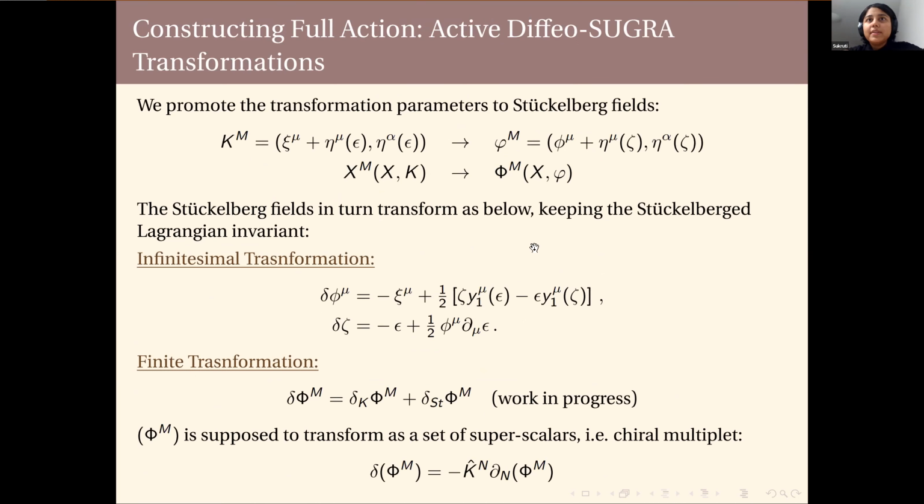I would say not to think of it as a vector field, but as a set of superscalars. Like this capital M takes 6 values, 4 spacetime and 2 spinors. So it transforms as a set of superscalars rather than as a vector field. So I wouldn't consider it a vector field.